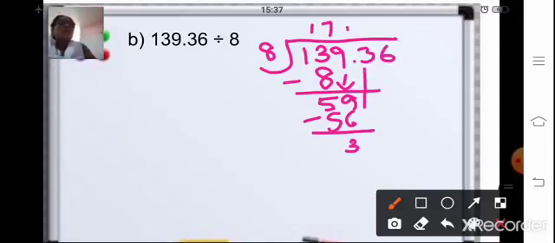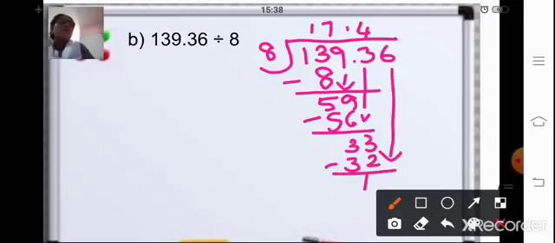Now bring this 3 down. 8 4s are 32. Now 3 minus 2 is 1. Bringing this 6 down. 8 2s are 16. Now 16 minus 16 is 0. Now with this you have finished with the division part.